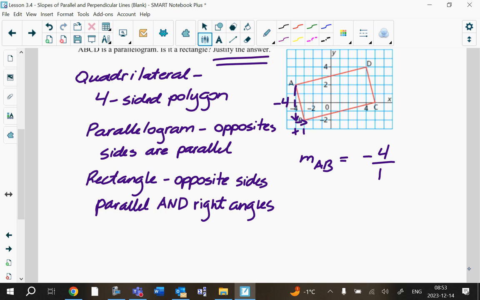If this is -4 over 1, in order to be a right angle, the next one has to work out to 1 over 4. So let's see, from B to C. I rise 2, so +2, and I run 8. So the slope of BC is 2 over 8, which is 1 over 4. But you're not done yet. You need a concluding statement.